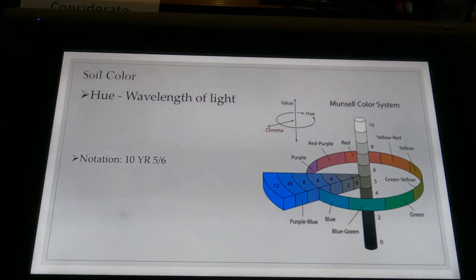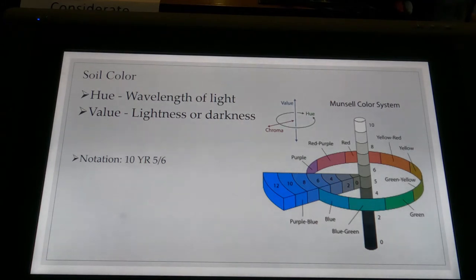We also did this in lab where we did the hue, value, and chroma of our soils. So hue being the wavelength of light, whether it's yellow, red, or green. Value being how light or dark it is. And then the chroma being the purity of the color. Not that we'll be doing much art, but just to have an understanding that we have hue, value, and chroma. And y'all remember that that is written as a 10YR 5/6.